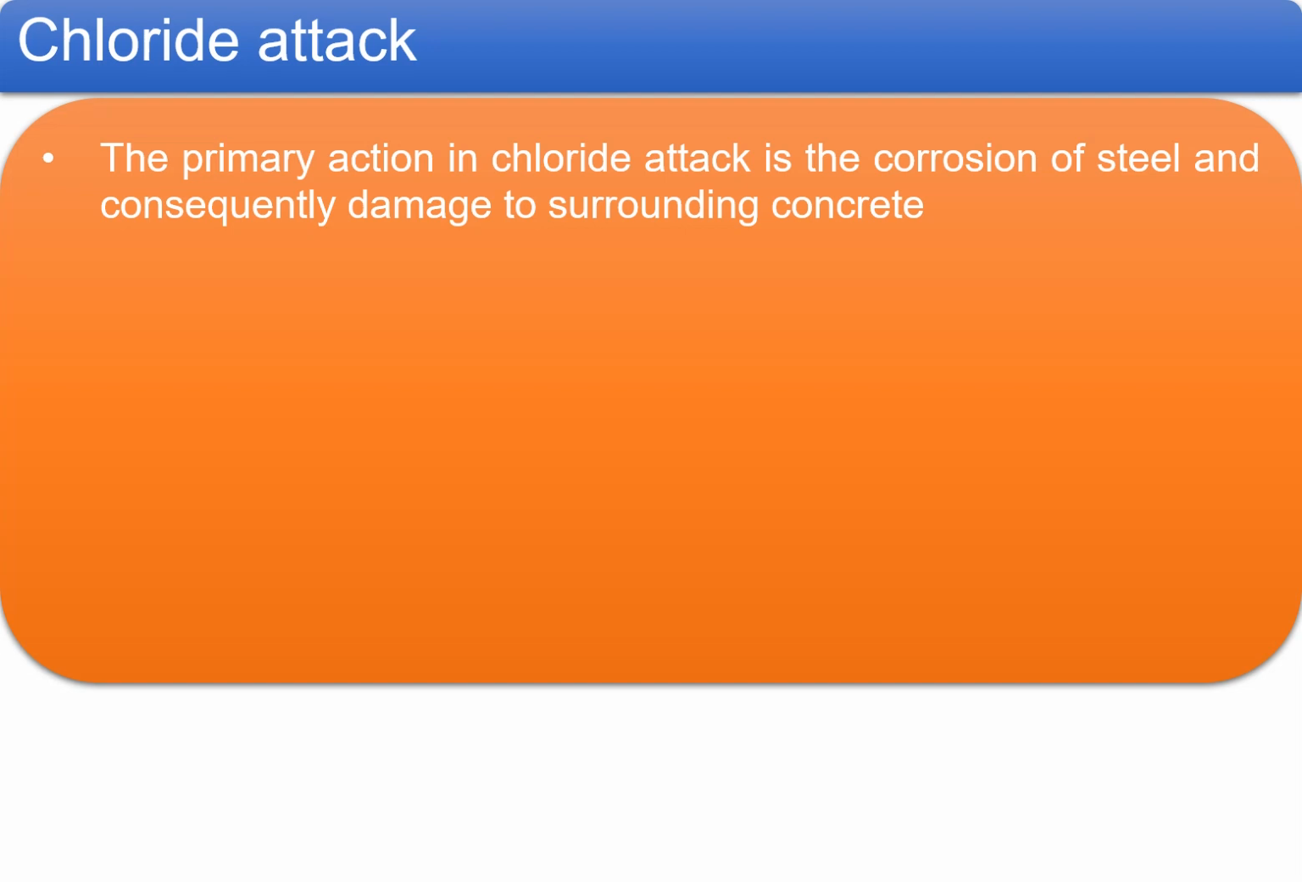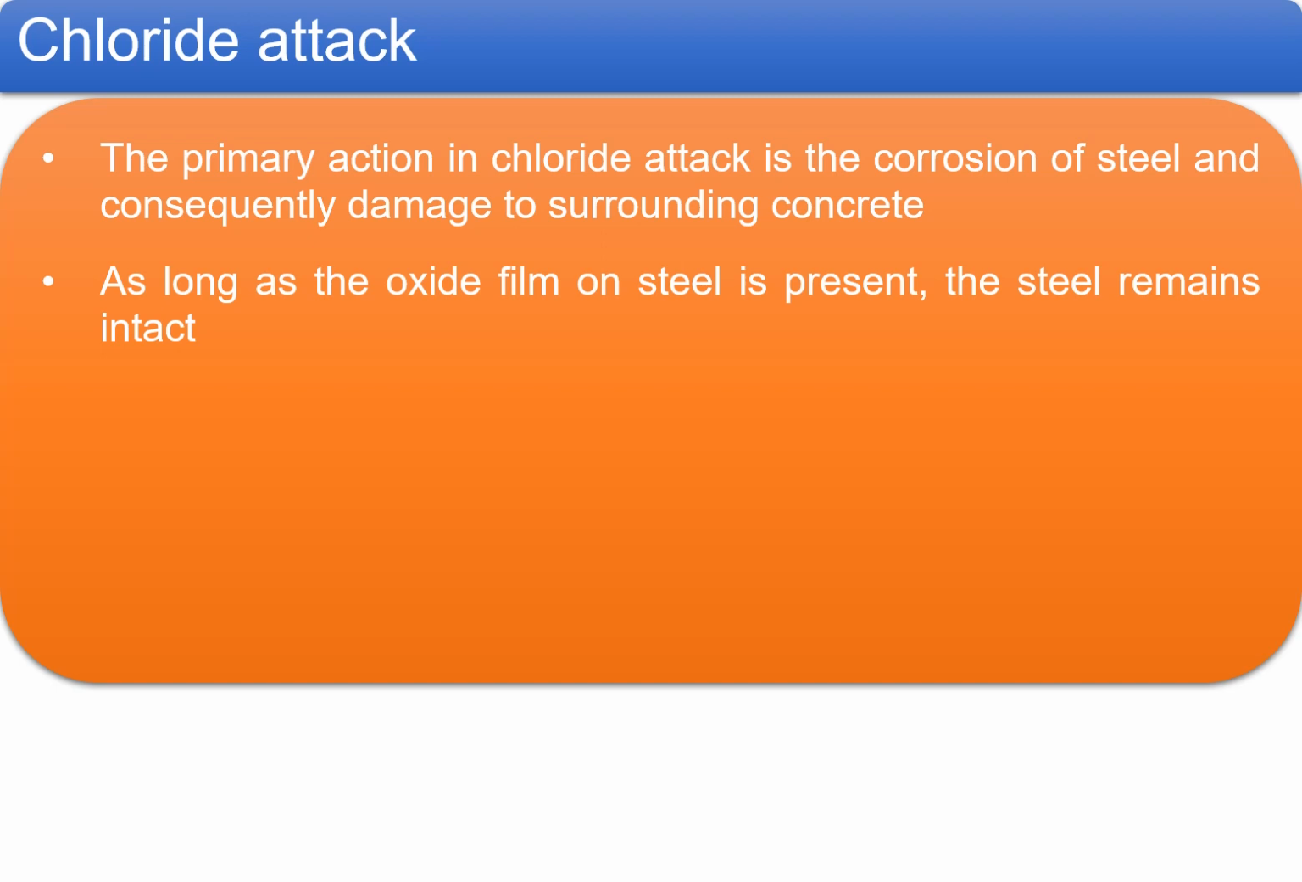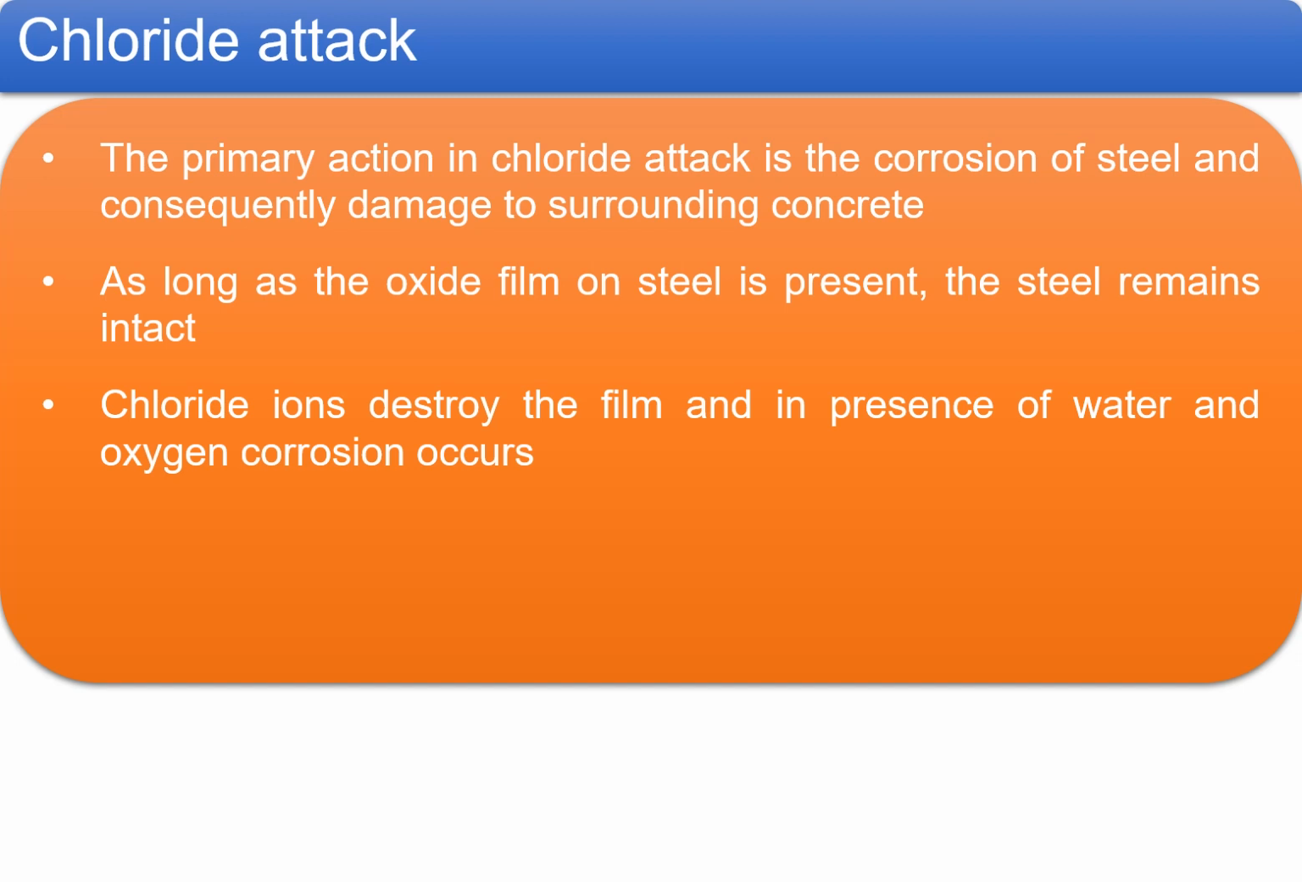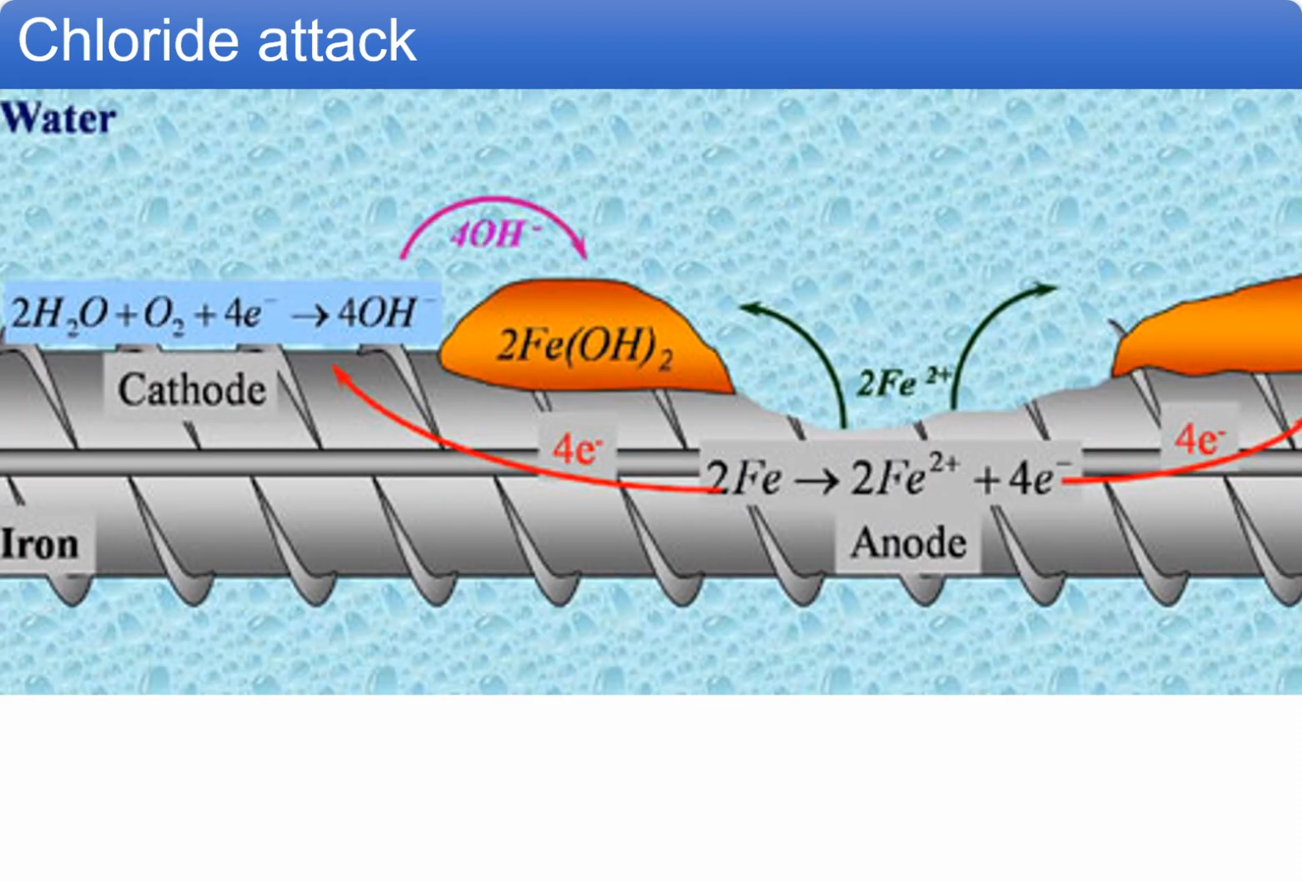In chloride attack, the primary action is the corrosion of steel and consequently damage to the surrounding concrete. As long as the oxide film on steel is present, the steel remains intact. Chloride ions destroy the film, and in the presence of water and oxygen, corrosion occurs. The figure shows how the cathodic and anodic sections act in order to create rust on the steel surface, in the form of Fe(OH)2.